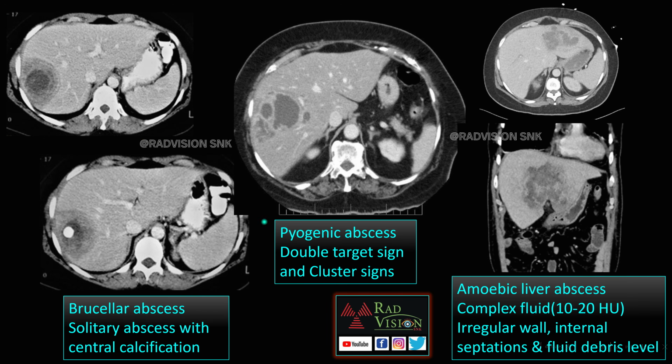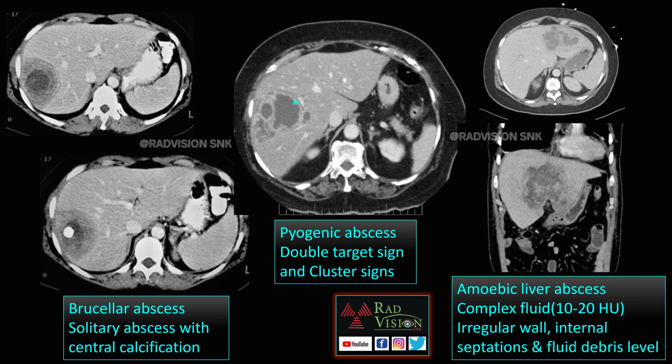Here is another case where you can see a hypodense lesion within the liver with an adjacent layered pattern or target type of appearance. Whenever you see a hypodense collection within the liver with central calcification, definitely suspect brucellar abscess. A solitary abscess with central calcification, so definitely suspect brucellar abscess.